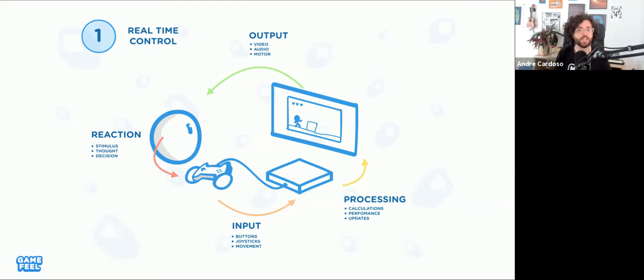Like sometimes your controller shakes, sometimes lights blink. So there are many types of output, but these are just an example. So this constitutes the main loop of what's going on. Now, why is this important at all? So here's the thing that is really crucial for why real-time control is such a big part of game feel.